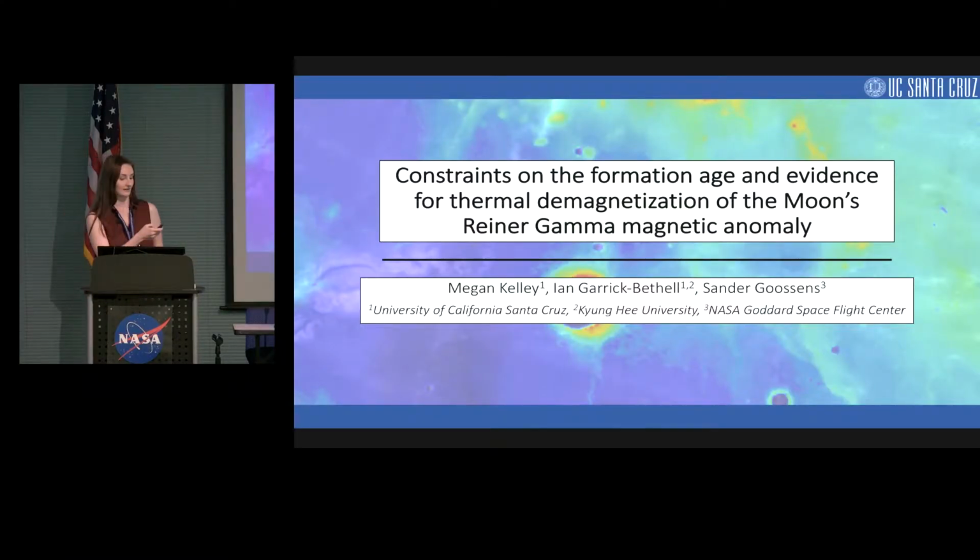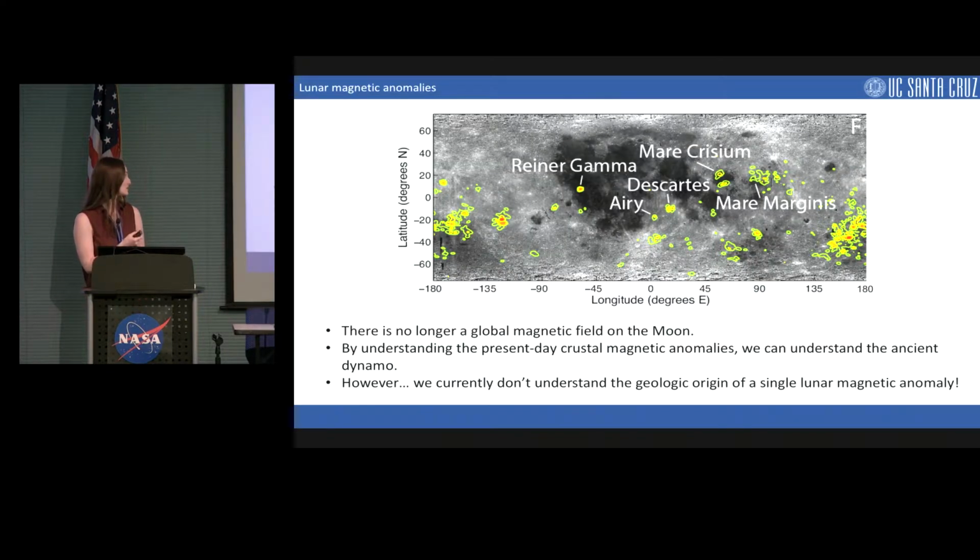Thank you for that, and thank you to Ian for the lovely intro talk on swirls. So I will be focusing also on Reiner gamma, but more on the tail rather than on the main body. This is the same image that Ian showed with contours of all the magnetic anomalies on the Moon. Currently, the Moon does not have a global field, and we would like to use the current day crustal magnetic anomalies to get some insight into what the lunar dynamo once was.